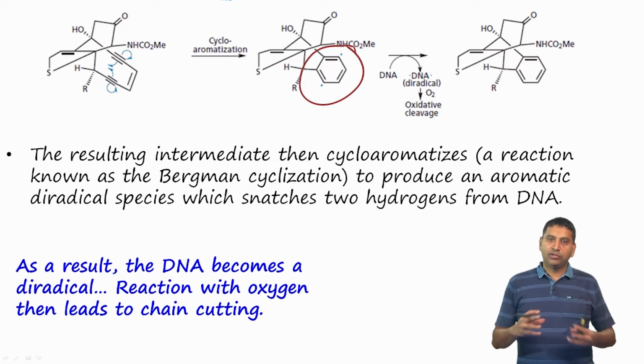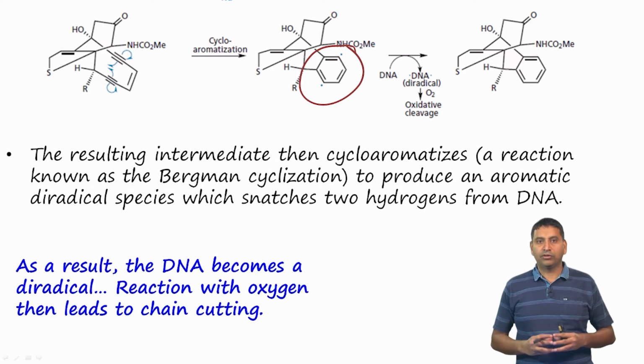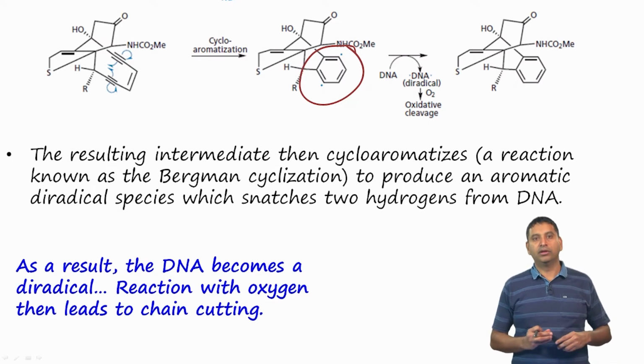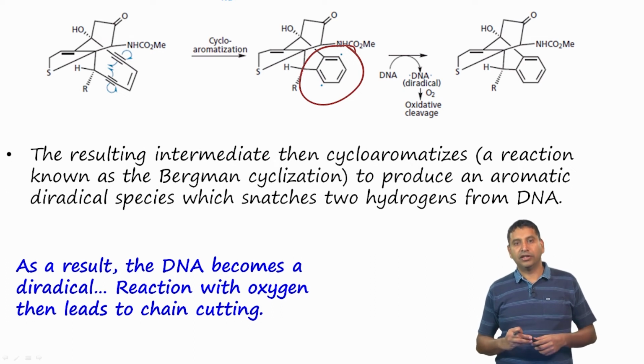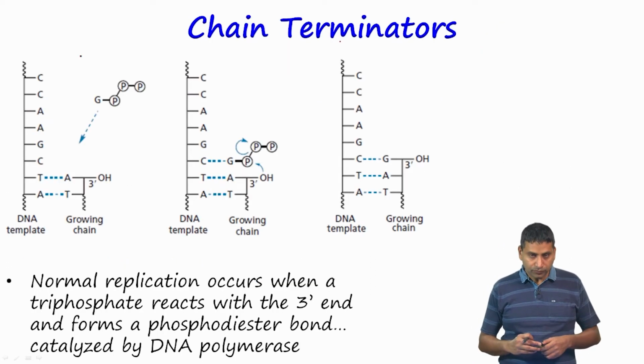So the way in which this compound works is that it produces a highly reactive radical species, which can then cause oxidative damage. This is a very interesting mechanism, because Bergman cyclization is not a very common reaction in biology, but here is an example of that.